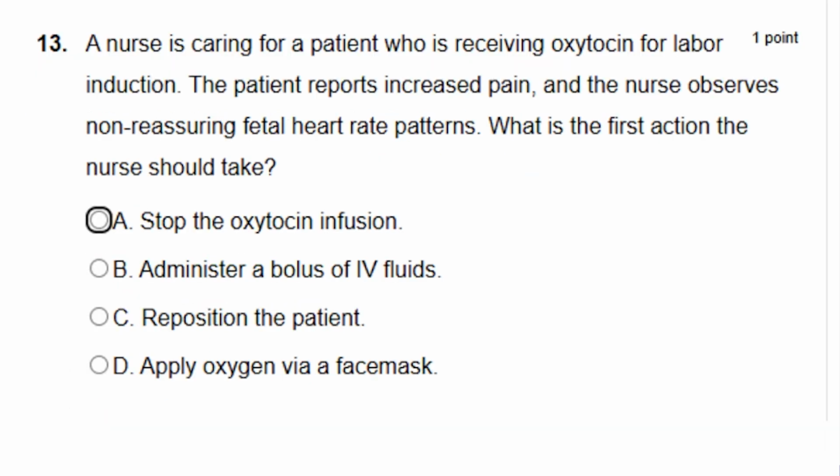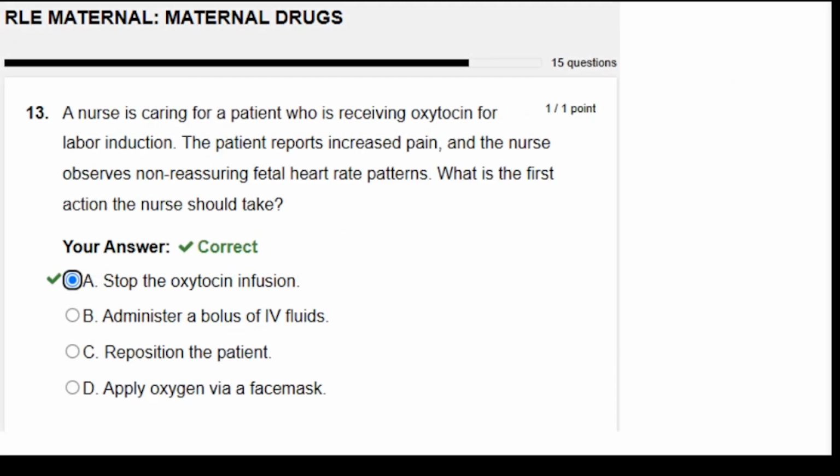A nurse is caring for a patient who is receiving oxytocin for labor induction. The patient reports increased pain and the nurse observes non-reassuring fetal heart patterns. What is the first action the nurse should take? A. Stop the oxytocin infusion. B. Administer a bolus of IV fluids. C. Reposition the patient. Or D. Apply oxygen via face mask. The answer for this is A. Stop the oxytocin infusion. That will be your best answer. Let's move into the next question.